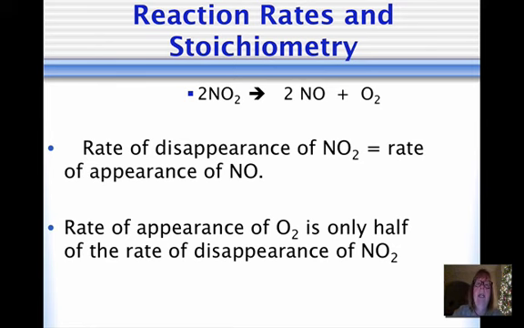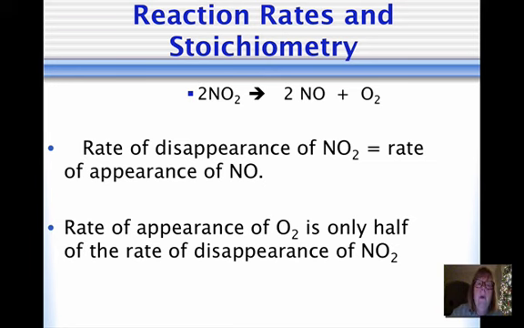We've got nitrogen dioxide decomposing into nitrogen monoxide and oxygen. If we were to look at this, the rate of disappearance of the nitrogen dioxide would equal the rate of appearance of nitrogen monoxide. But the rate of appearance of oxygen would only be half the rate of disappearance of nitrogen dioxide, or half the rate of appearance of nitrogen monoxide. To understand why, we can also go back and see this graphically.